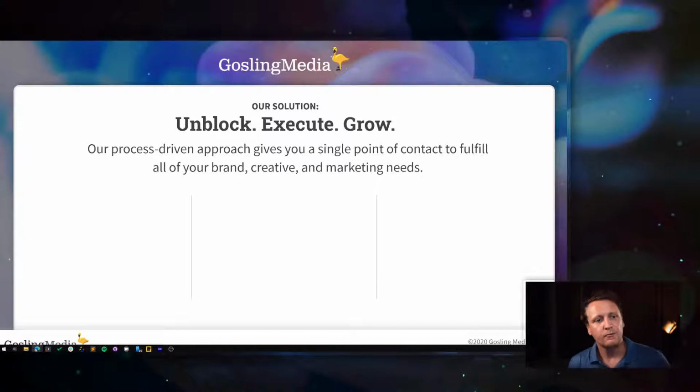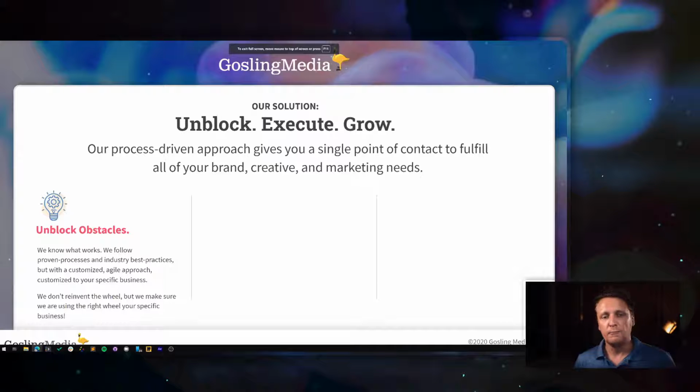So Unblock Obstacles is all about figuring out what it is that's really the pain point in the organization. What is causing the problems? Why are things taking too long? What's not getting done? And then building a solution around that.